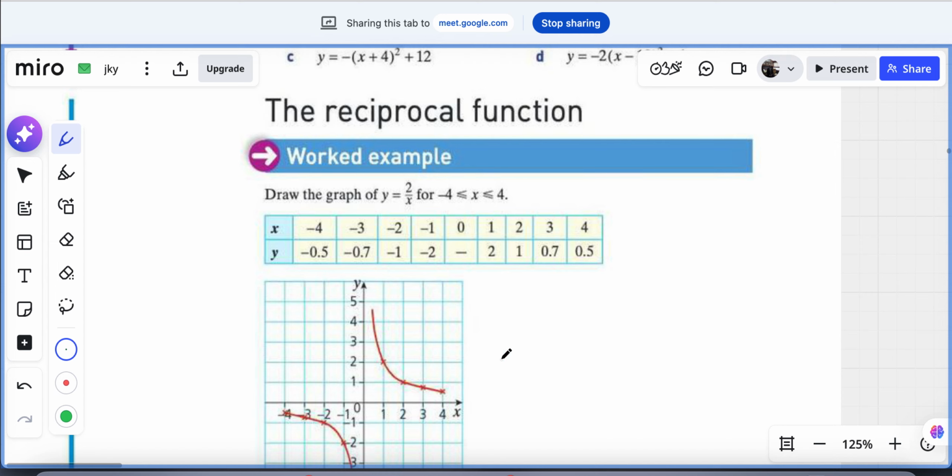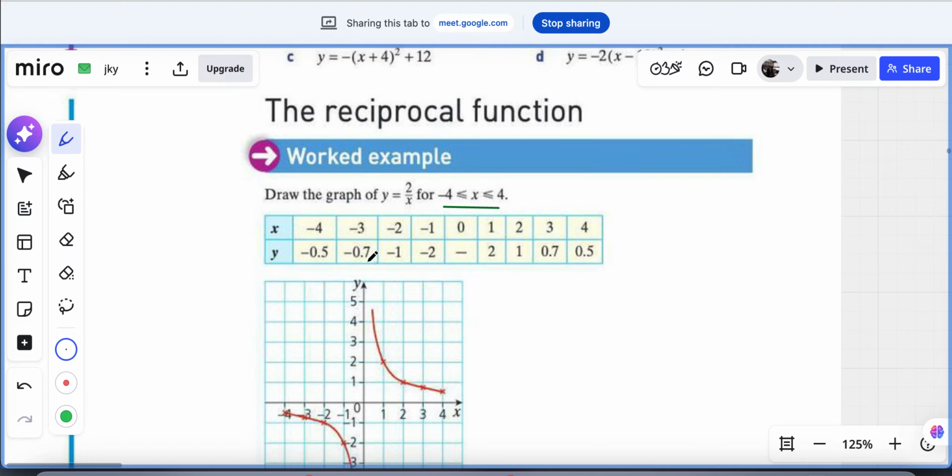Okay, like 1 over x, 2 over x, those types of graph. Reciprocal graphs behave like a twin, an opposite twin. Now, draw a graph of y equals 2 over x. They give you the domain, x less than or equal to 4 and greater than or equal to negative 4, meaning from negative 4 to positive 4.